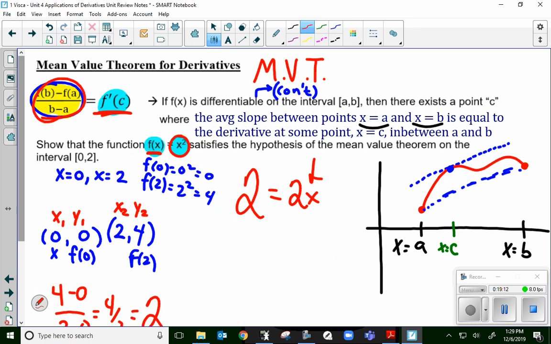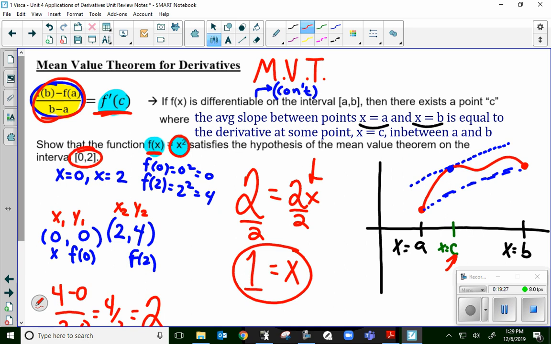So what value of x makes those 2 things the same? Well, let's divide by 2. Okay, 1. The c value right here, between 0 and 2 on the x-axis, has the same slope as the straight line that connects 0 and 2 here, right? The same average value is the derivative of x squared when x is 1. That is it.